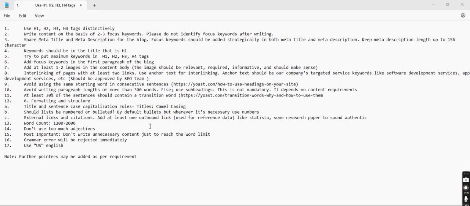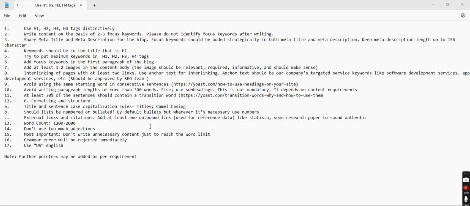Number 2 point, write content on the basis of 2 to 3 focus keywords. So don't only target around one focus keyword. Just use different varieties so that you get the probability of getting it ranked on Google. You can use the Rank Math method, which gives us the option to choose more than one primary keyword.